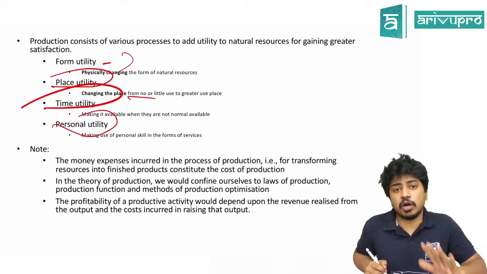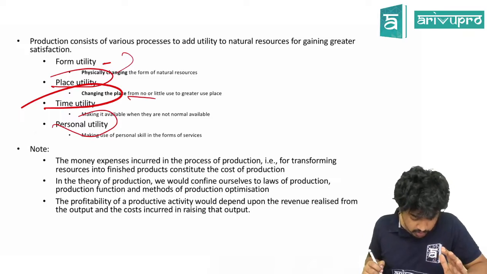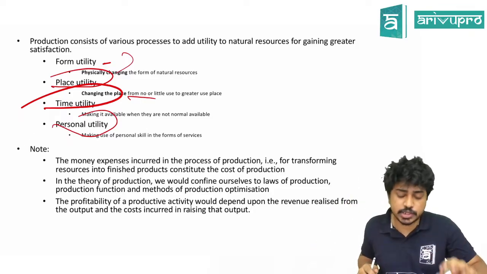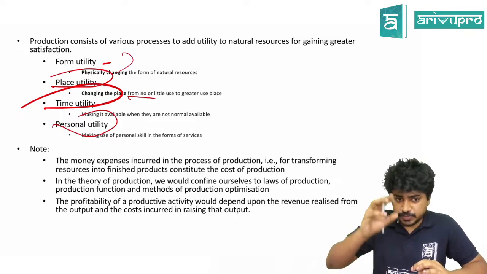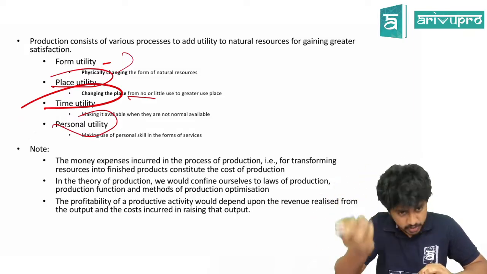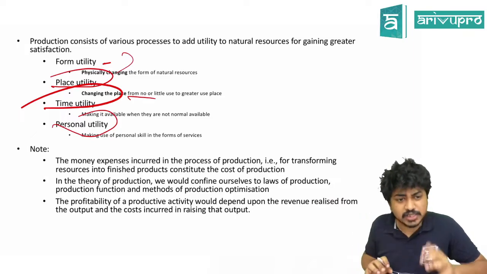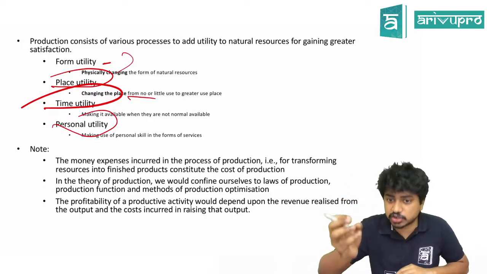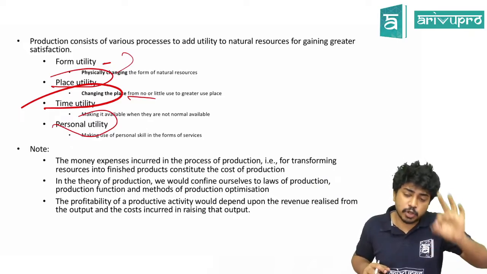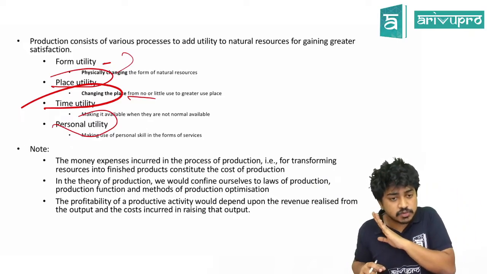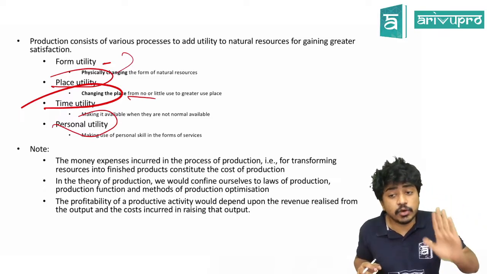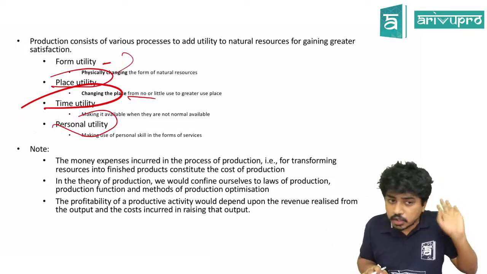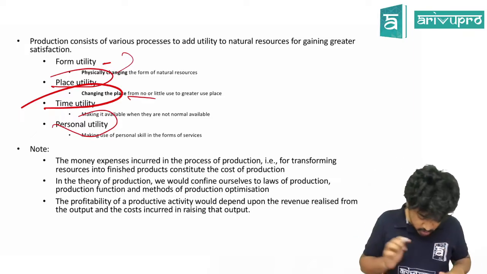One more thing in this production chapter: we are concerned about inputs into outputs which are capable of satisfying human wants. In production, there are two aspects. One is the output, the number of units. The second is the financial aspect: how much does it cost to produce this much? In this chapter, you should be very thorough: we are not going to consider the financial aspects at all. We are only going to consider the physical aspects. How much is the output? Are we clear?